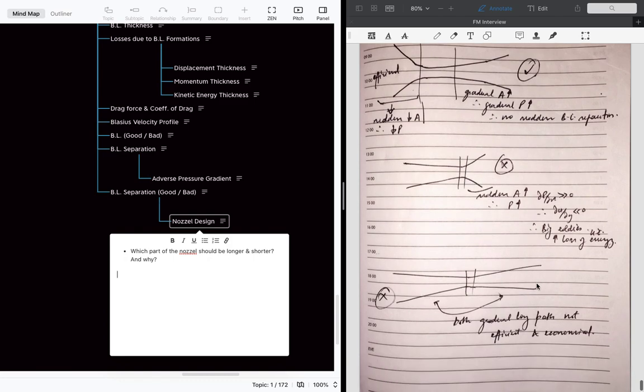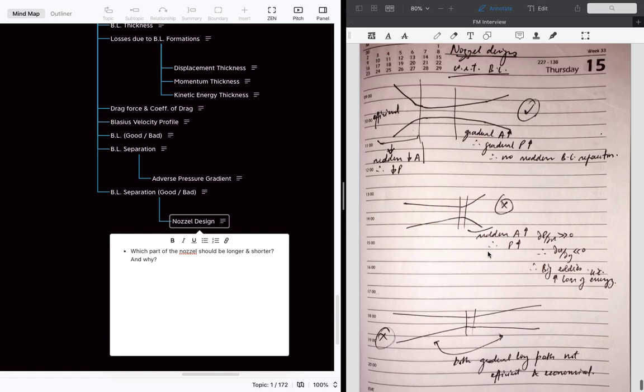So we don't want a sudden increase in the diverging part. Neither do we want too long a part, because long parts are not efficient or economical. So we just want it like this. The converging part can be shorter, but the diverging part has to be bigger to reduce the eddies.